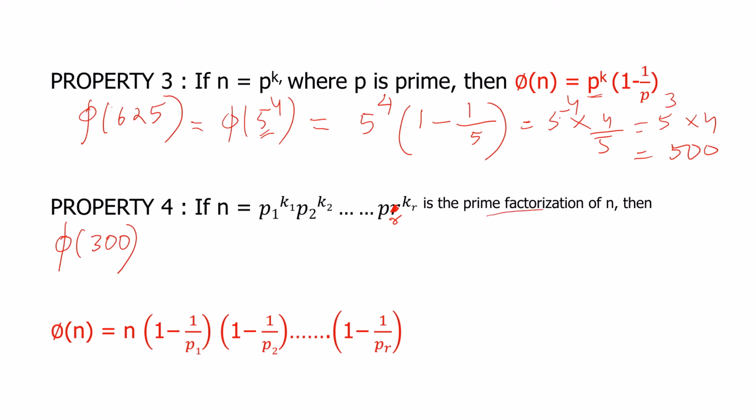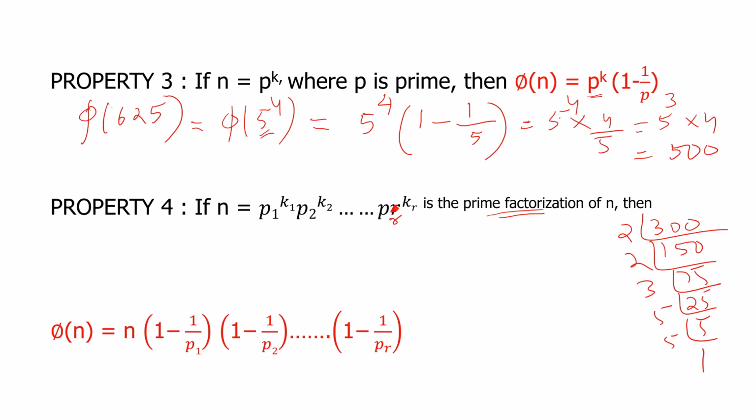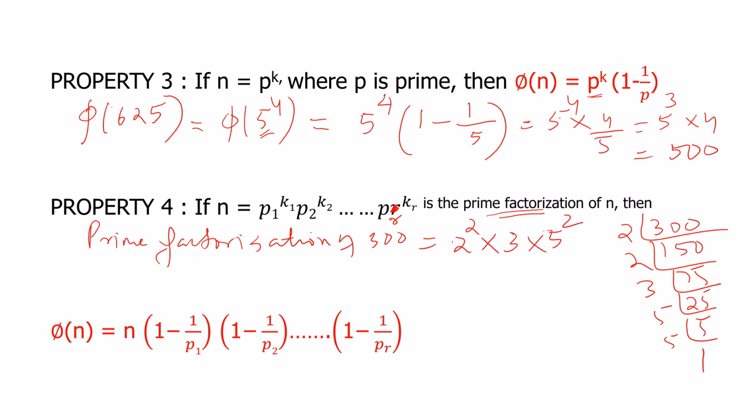Here you can see that we have to do prime factorization of n. So 300 we have to prime factorize: 150, 75, 25, 5. So 300 we can write as the prime factorization of 300. How many 2's are there? 2. So 2 raised to 2. How many 3's? Only 1 three. And 2 fives are there, so 5 raised to 2.